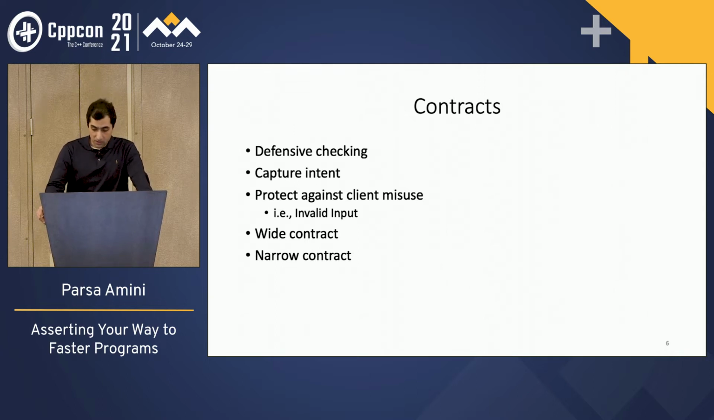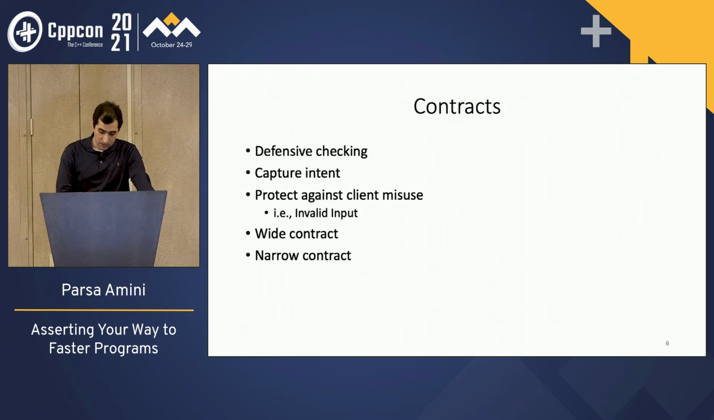A contract enforcement mechanism checks the validity of the values you pass. That's what it does. And generally contracts come in exactly two flavors, narrow and wide. A wide contract has no preconditions. If you pass any input that is syntactically correct to your functions, it is guaranteed to do something. It's well defined. You do not have to worry about undefined behavior in that case.